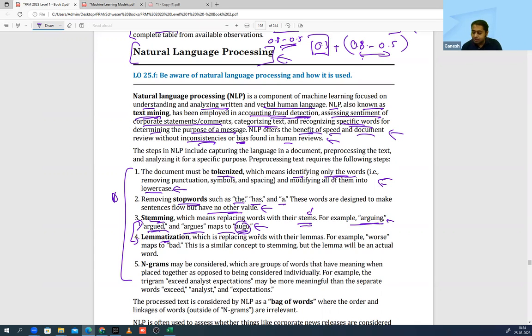Next, lemmatization. See, for example, worse maps to bad. What does it mean? Worse मतलब ये हो रहा है ना कि अगर I am not in good health, I might say the same thing in some other slang language. I'm not keeping up, something like that. तो वो word को they will map. Okay, so that it becomes easy for the computer to understand.